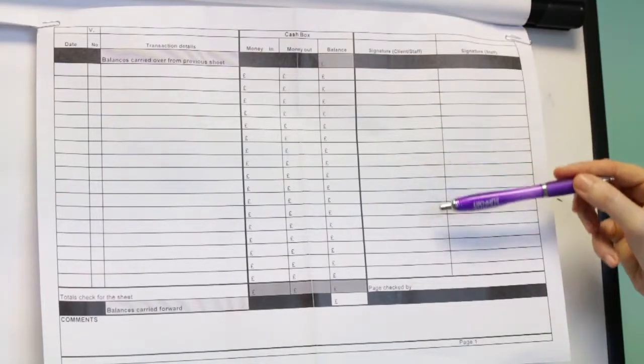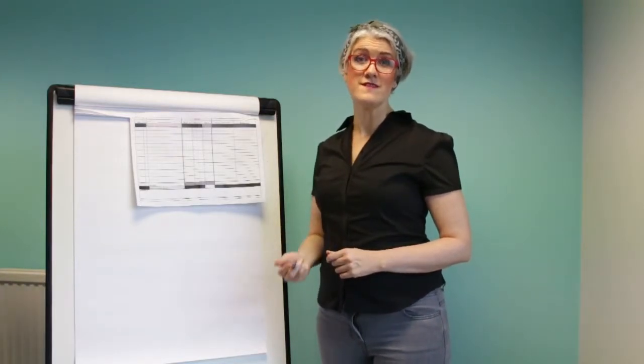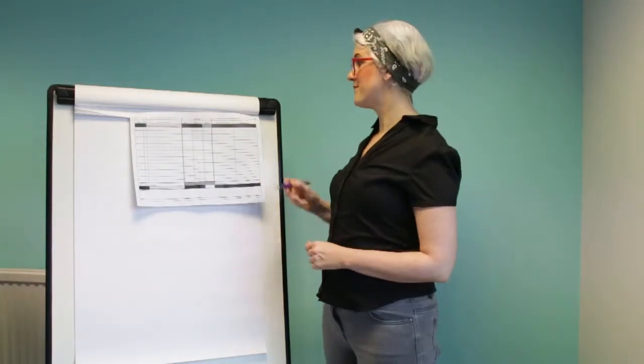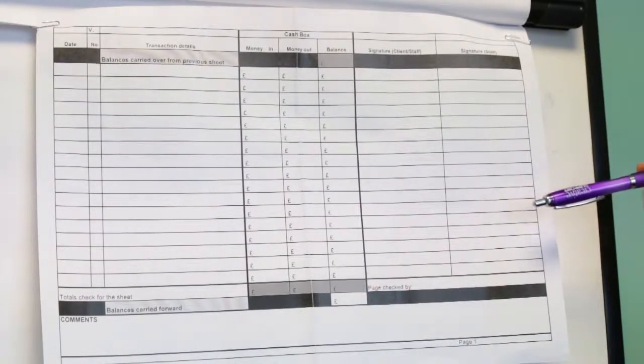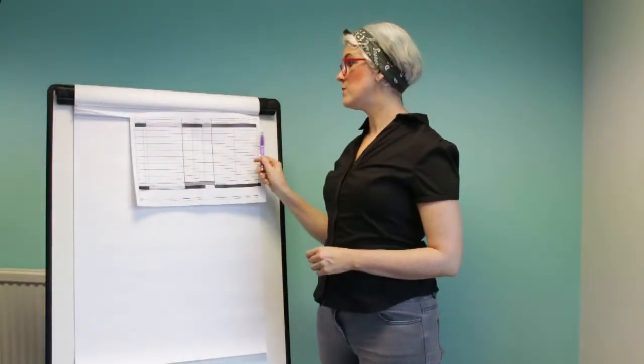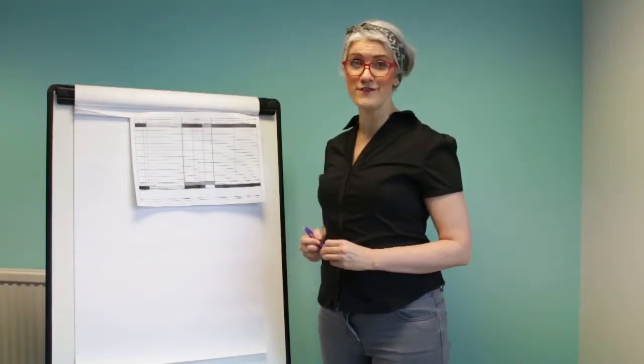The signature column should be signed by the service user to evidence that they've received that personal money and they're taking responsibility for it. And then the second signature column should be signed by the member of staff. And then the entire row will be complete and the personal money will be recorded out of the fund.